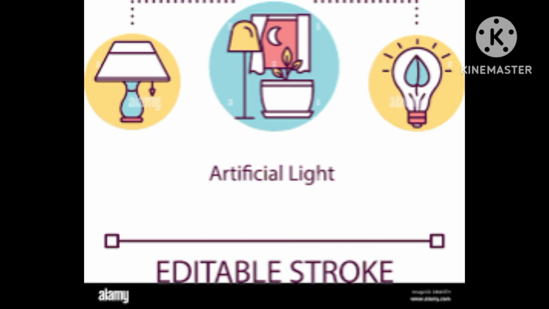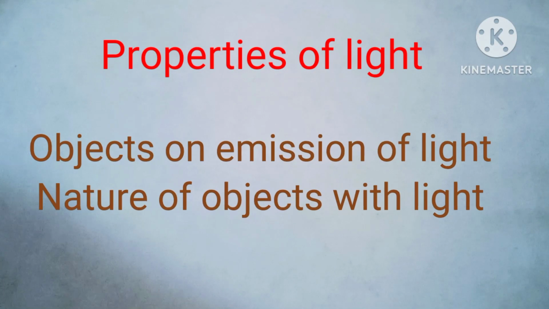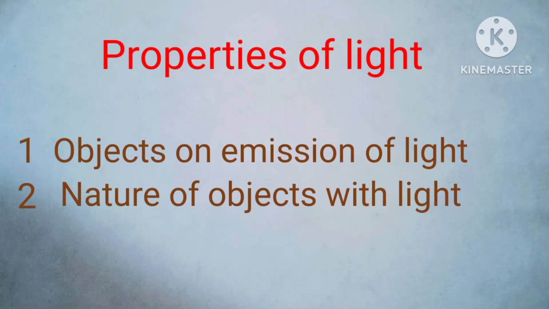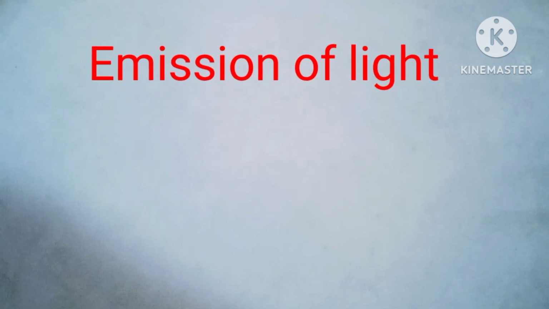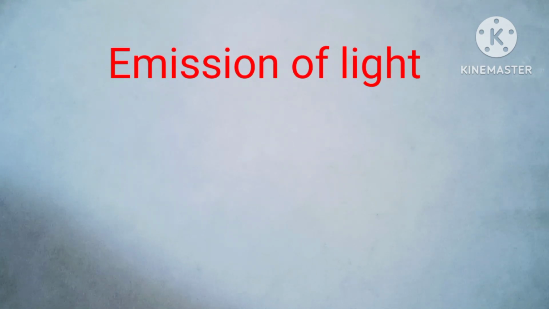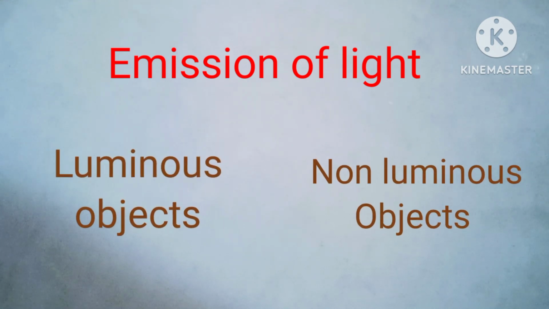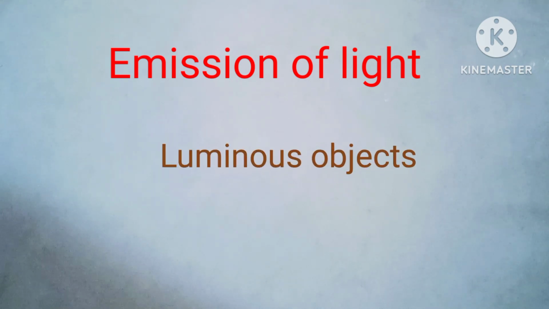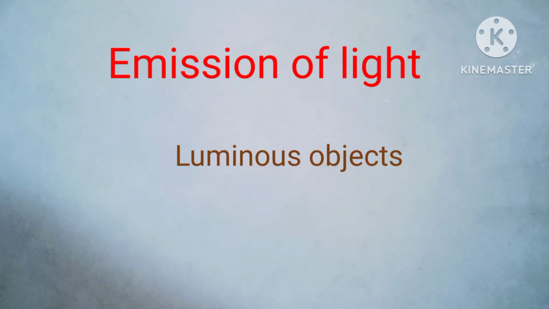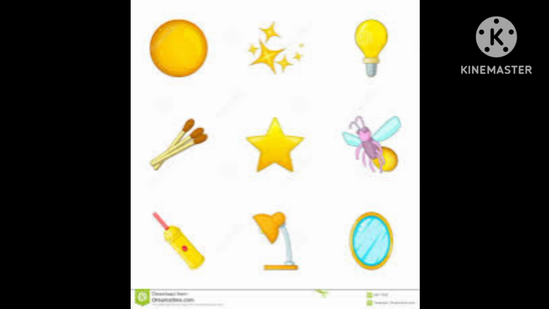Let us study the properties of light, that is, objects on emission of light and nature of objects with light. Let us study one by one. The emission of light. Based on the emission of light, objects are classified into two categories. They are luminous and non-luminous objects. Let us see them. Luminous objects. These objects emit light as well as heat.